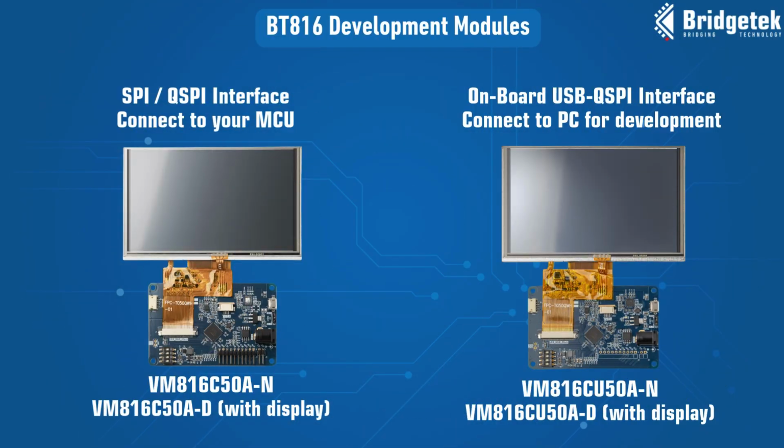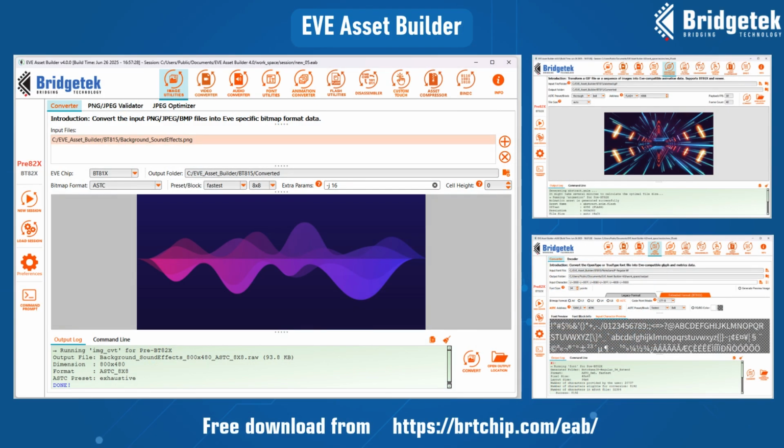Get started quickly with our VM816C credit card modules. Simply connect to your own MCU over SPI or Quad SPI. We also have a version with USB to Quad SPI on board for development using a computer via our free software tools. You can easily convert assets such as images, fonts, videos, animations and sounds with our Eve Asset Builder tool.